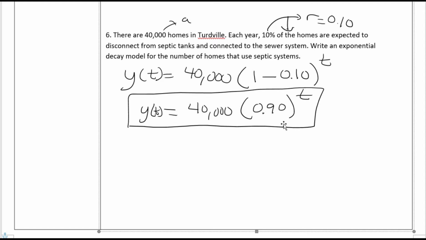So then if they said, after X amount of months or years, what is the number of homes that are connected, then in this case you would plug in whatever time is.